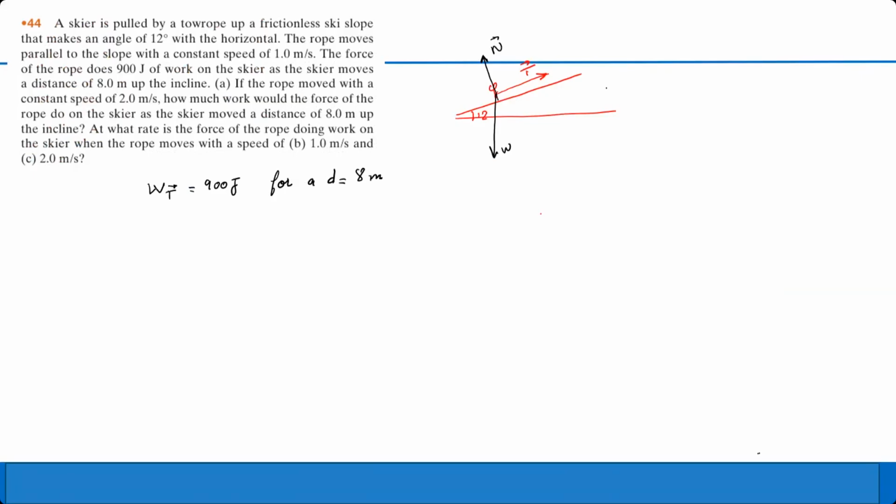In part A, if the rope moved with a constant speed of 2 meters per second, how much work would the force of the rope do on the skier as the skier moved a distance of 8 meters up the incline? So we're told the rope moves with a speed of 2 meters per second instead of 1 meter per second. Here, v was 1 meter per second. We're asked v equals 2 meters per second. What is the work done by the rope? So the distance is still 8 meters as well.